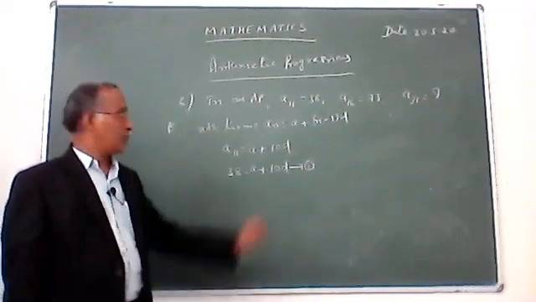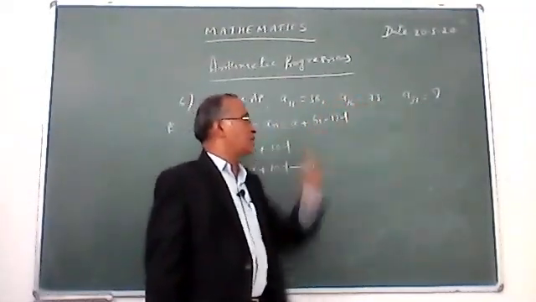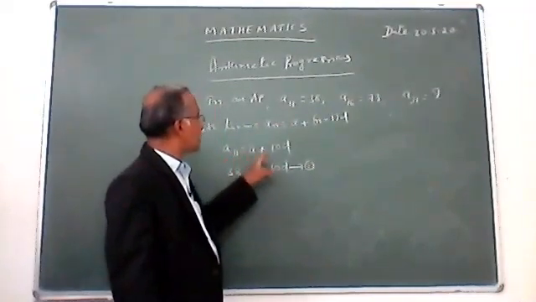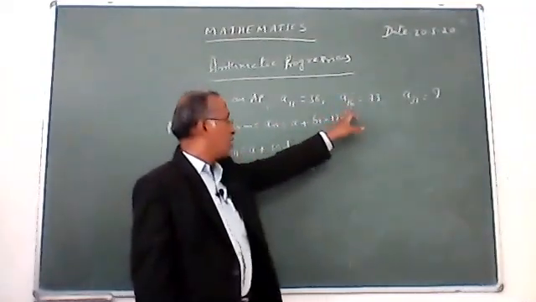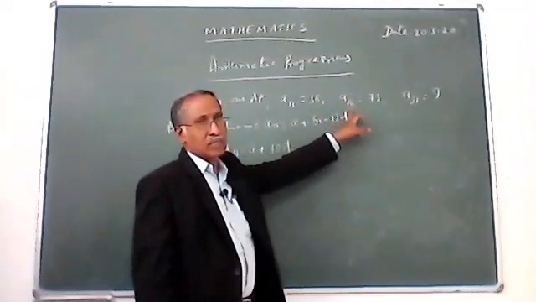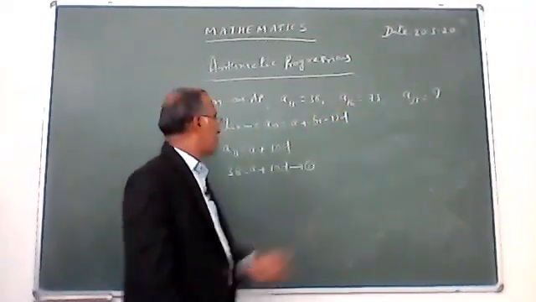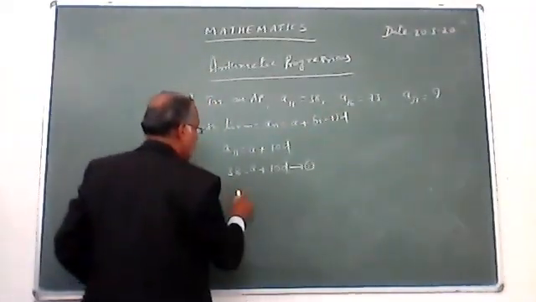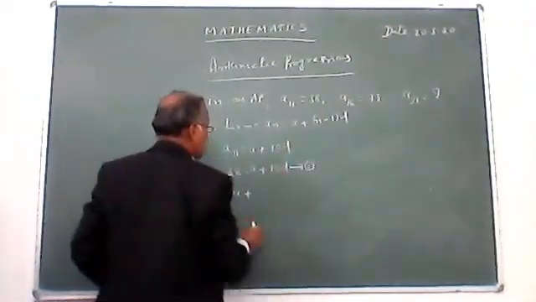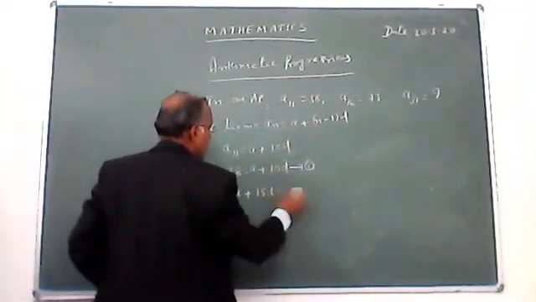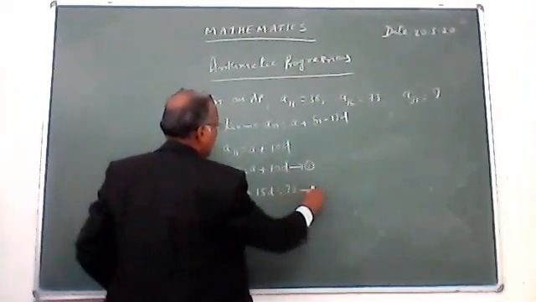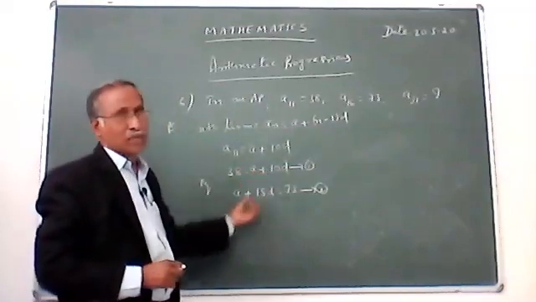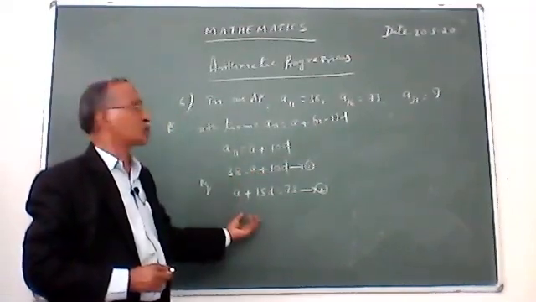In the same way, the 16th term they have given is 73. I hope you understood. See, A11 means a plus 11 minus 1, 10d. Straight away we can write A16 as a plus 16 minus 1 into d. That comes similarly for you: a plus 15d is equals to 73. Straight away this happens so that we can save the time. There are two simultaneous linear equations. Now we have to solve them.